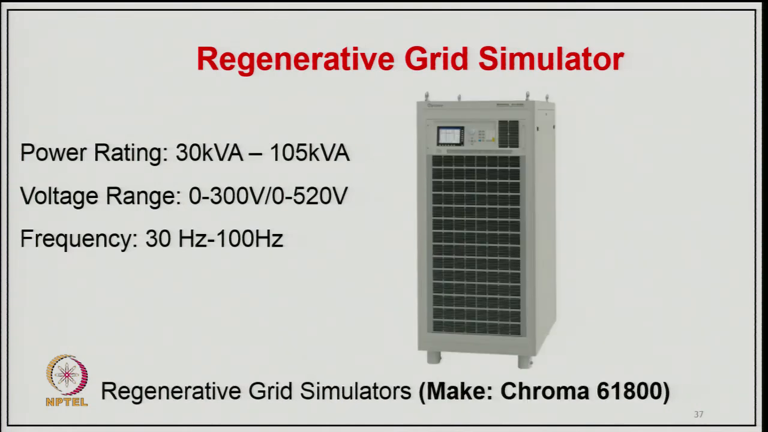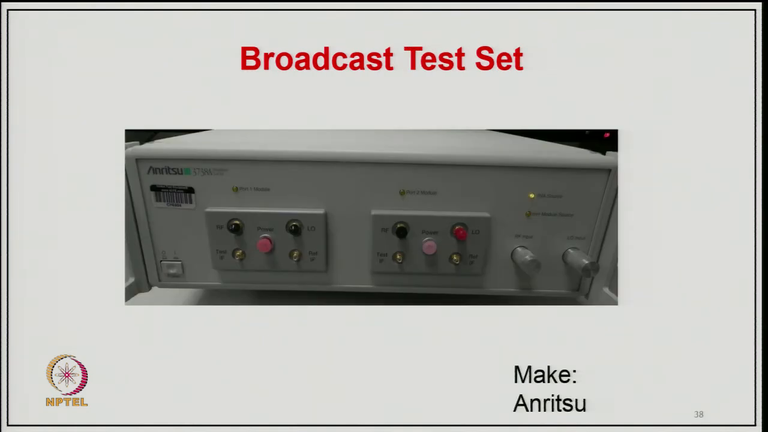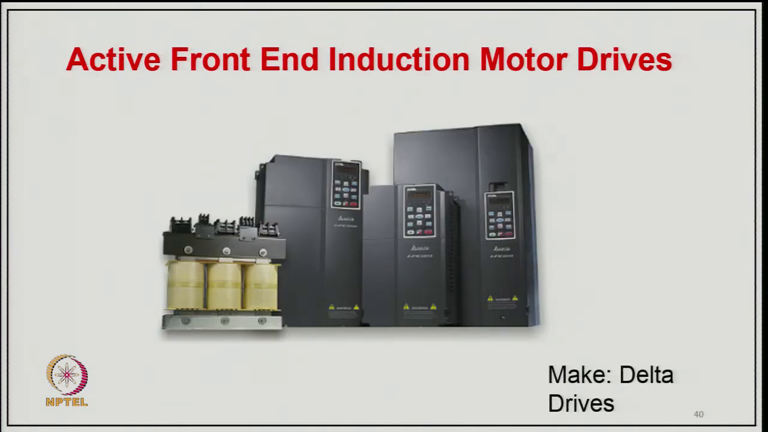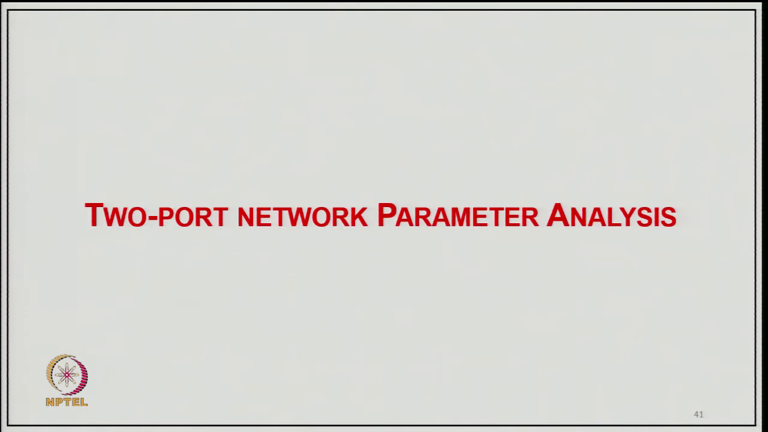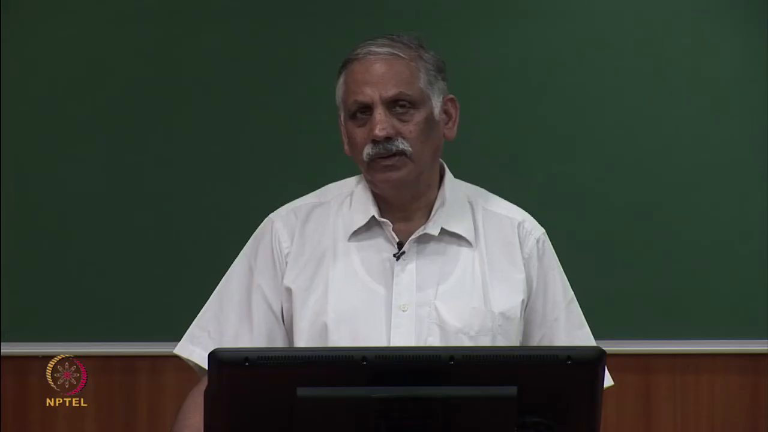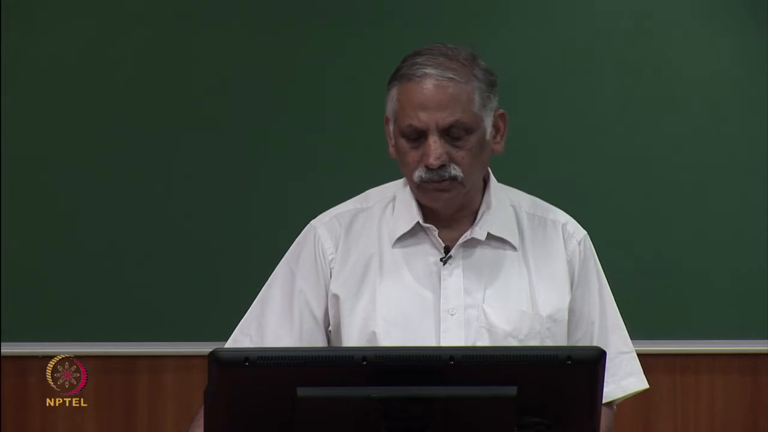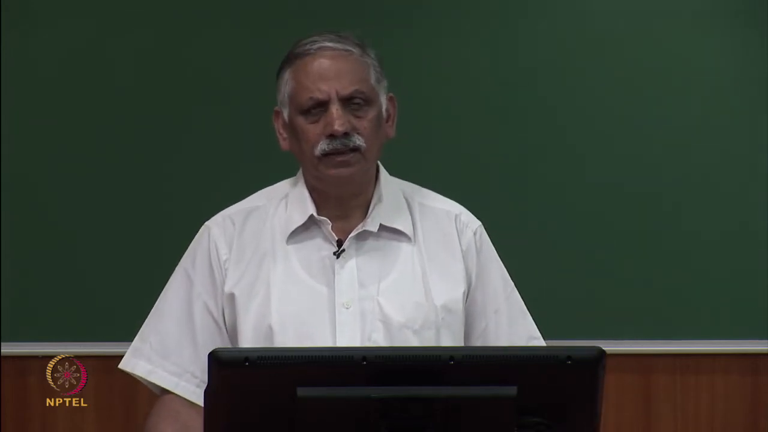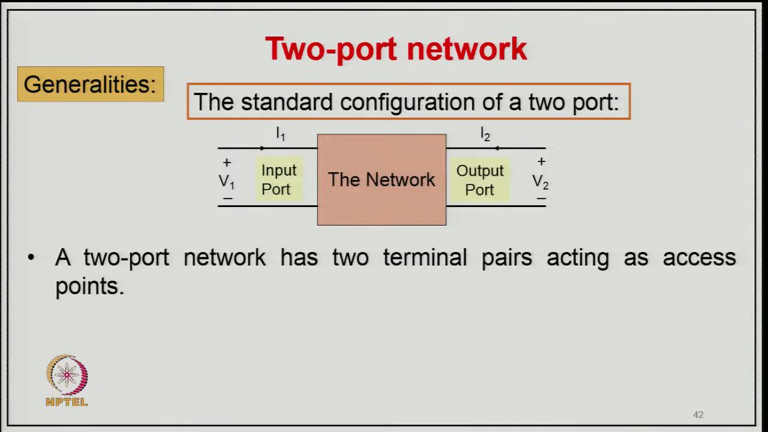Then another regenerative grid simulator, another model of Chroma, or a broadcast test set, or a power line pass-through Ethernet adapter. Then an active front end induction motor type, typically a delta type, because they have an input and an output port, so they are 2-port networks. Now, these are examples of 2-port networks, and let us come to the analysis of 2-port networks: how we define the parameters and how we analyze them.